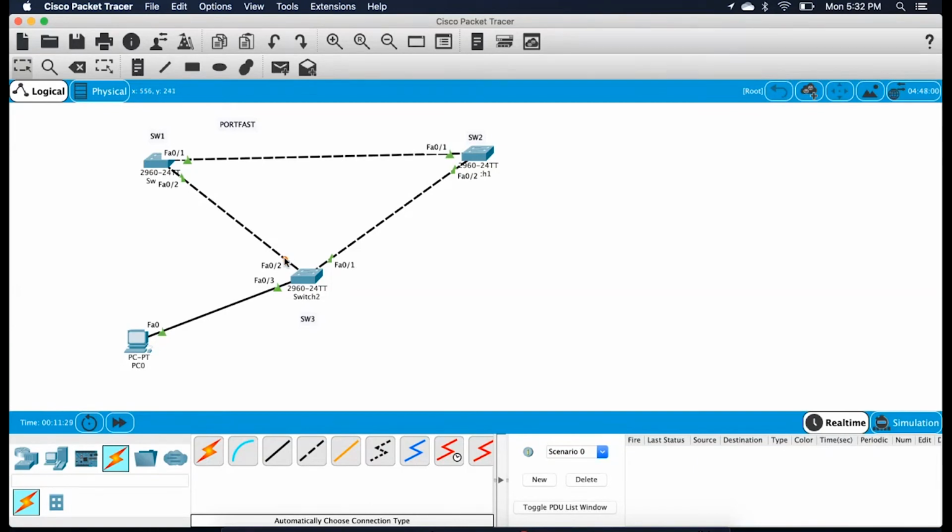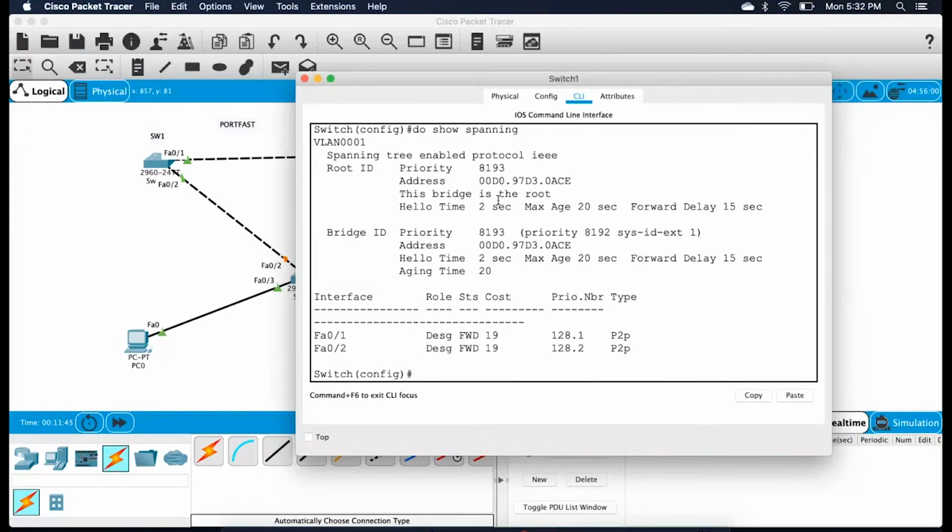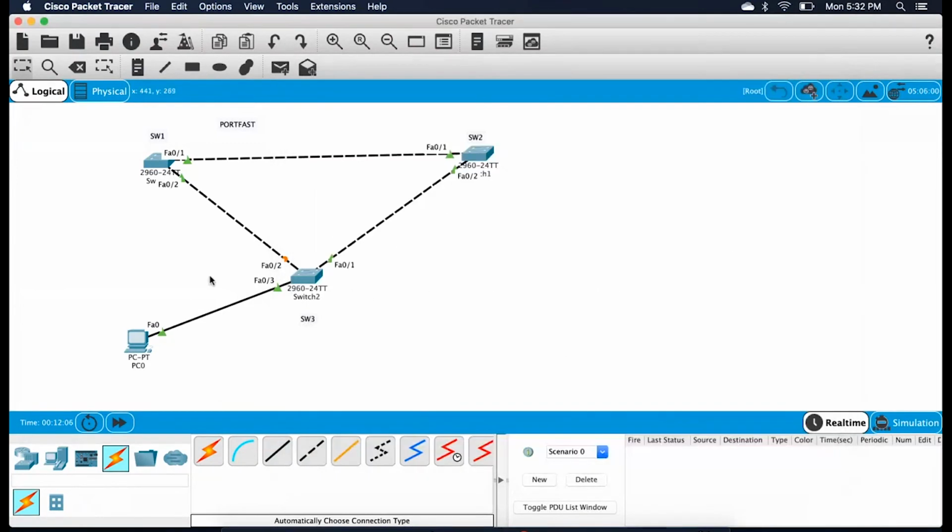Do you see that? So when I go to switch 2 and check do show spanning, you can see that my switch 2 has become the root bridge, and the priority of this particular switch is 8193. Now how is this 8193 made up? 8192 is the priority plus the VLAN number. Okay, that is how it becomes 8193. And then you can see that switch 3's FA0/2 has become blocked now. Do you understand? This is how the information changes.